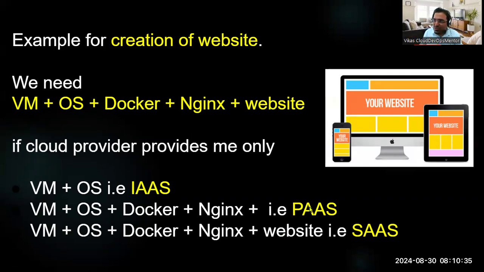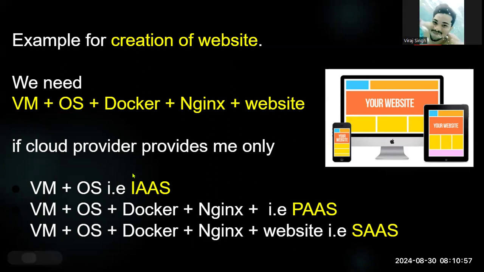Okay, who is the someone else? Let me explain what I did. Infrastructure as a service: I took the infrastructure from GCP. I took the virtual machine and the operating system from GCP. This means GCP has provided infrastructure as a service to me. Are you agree?